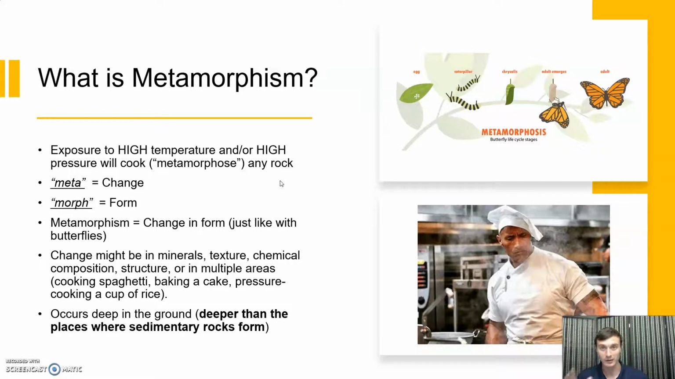And just like with regular cooking, you're not melting whatever's involved necessarily, right? You put a cake into the oven, you change it chemically, but you haven't melted it. That's not what's happening. Metamorphism is just like metamorphosis that you might have learned about in school. We have meta, which means change, morph, which means form. Metamorphism is a change in form. And now for rocks, the change can be in things like mineralogy, chemical composition, texture, structure, or all of the above. And typically this is going to take place deeper in the ground than everything we talked about for sedimentary rocks.